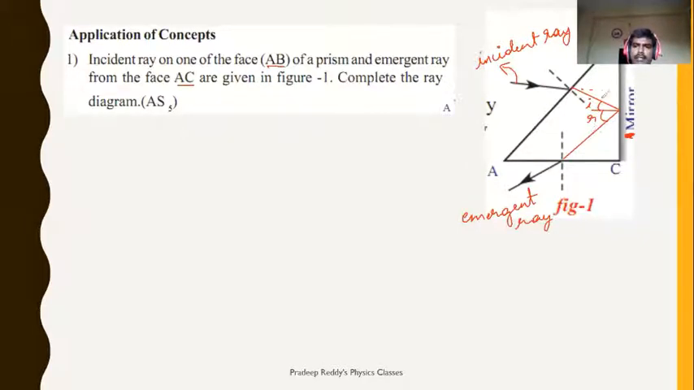Now light rays travel in this direction, and from here it will be coming out, and it is the emergent ray. This is the angle of incidence I, and this is the angle of reflection R. And clearly, when light is traveling from denser medium to rarer medium, it should bend away from the normal. So at this point, R is greater than I. And at this point, you can consider that I is greater than R. Okay, this is how you can complete the ray diagram where the incident light ray comes out from the prism, as shown in the figure.